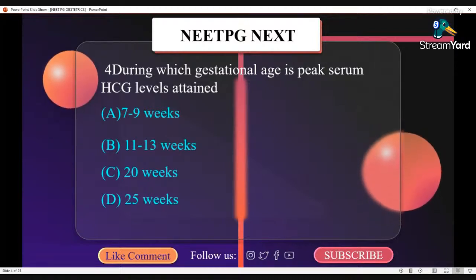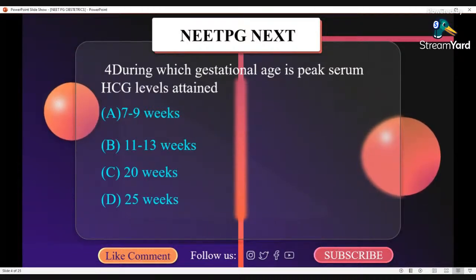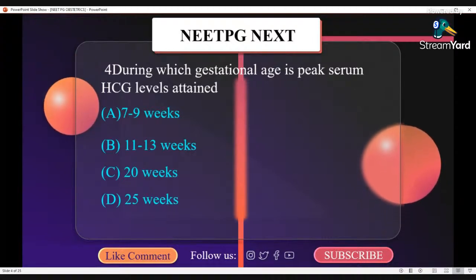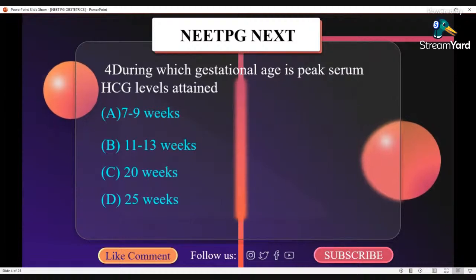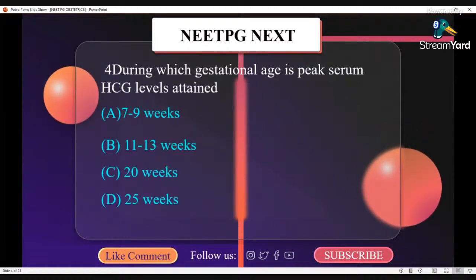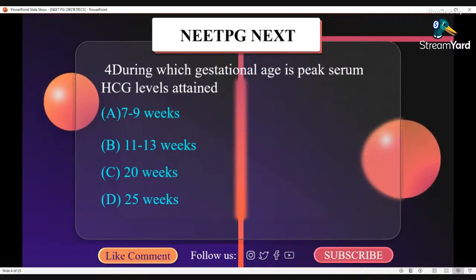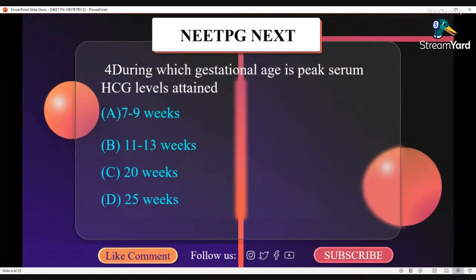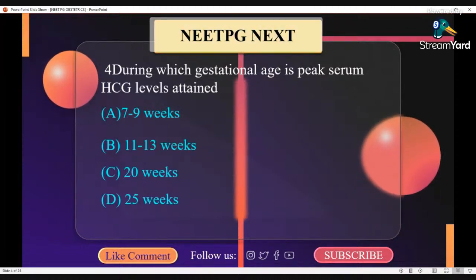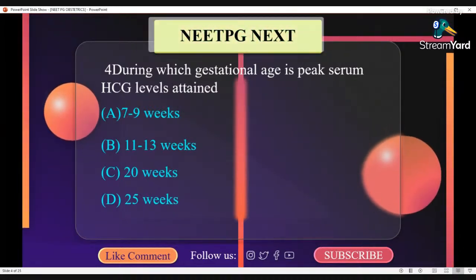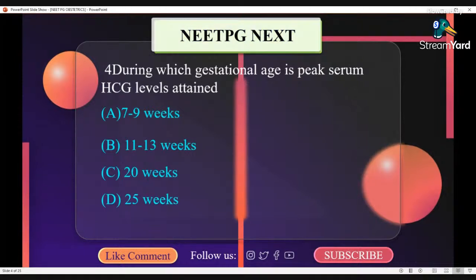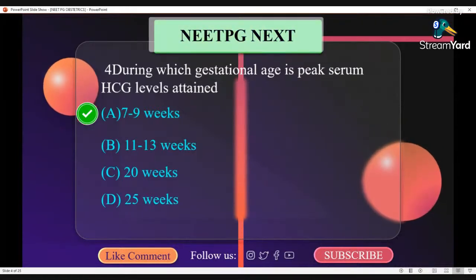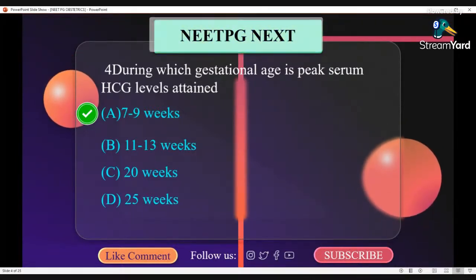It reaches a maximum of 6,500 international units per liter by 8 weeks. Then it peaks; it depends upon the circumstances. Again, it decreases between 12 to 16 weeks. So the correct option here appears to be 8 weeks, that is between 7 to 9 weeks, that is A. So peak serum HCG levels are attained at 8 weeks.